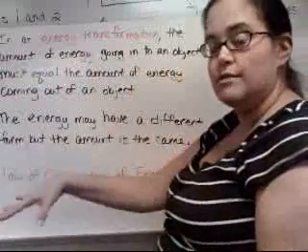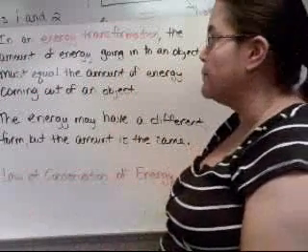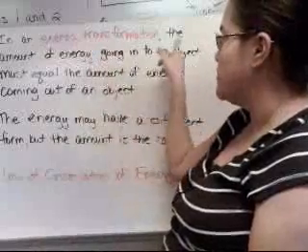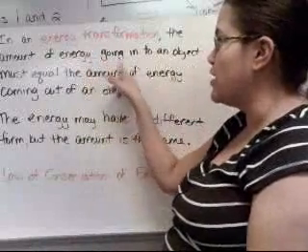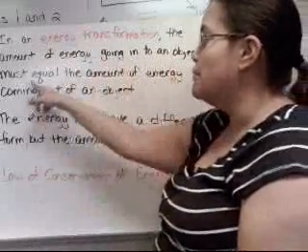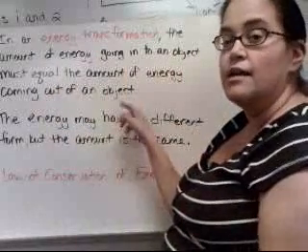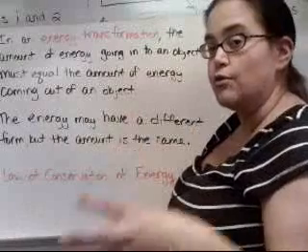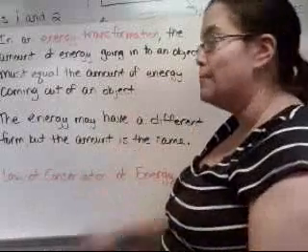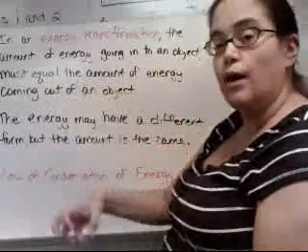Okay, so let's talk a little bit more about those forms of energy and how they transform. So in an energy transformation, the amount of energy going into an object must equal the amount of energy coming out of that object. So the amount in joules, the total number going in, must equal the total number coming out.